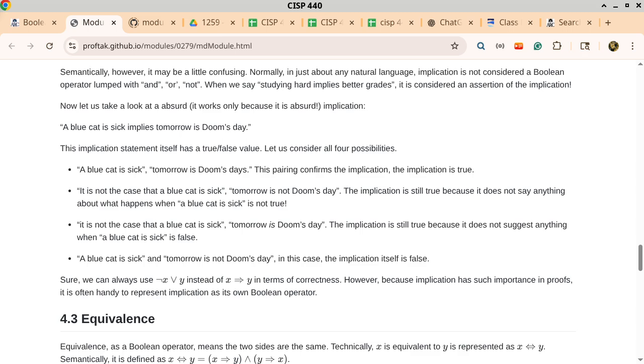That is correct. The only time the disjunction is false is when both sides are false. In this case, the only time both sides are false is when x itself is true but y is false. Then both sides of the disjunction are going to be false. That's the only time it's going to be false.